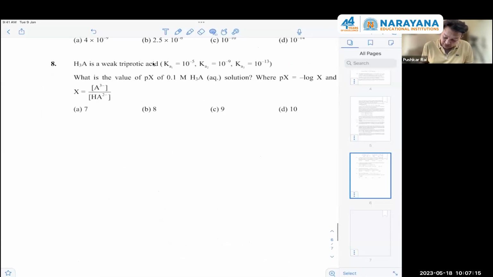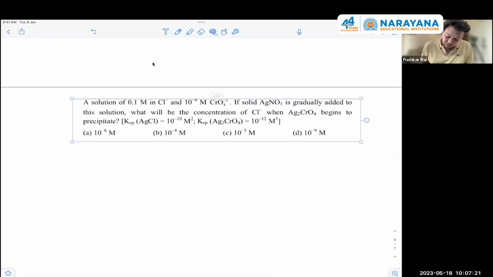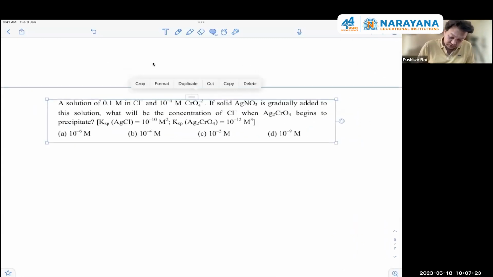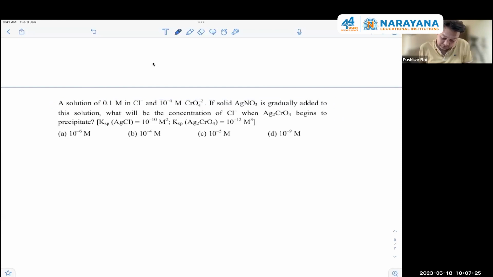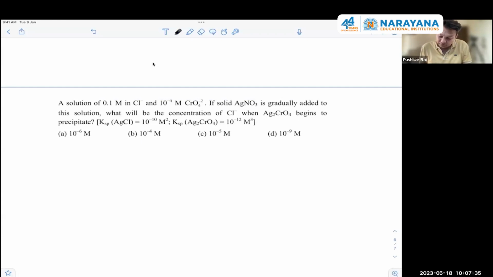So I hope you understand the problem now. The question is of selective precipitation. What to do now? What will be the concentration of Cl negative when Ag2CrO4 begins to precipitate? Of course, a lot of Cl negative will be removed, then only Ag2CrO4 will begin to precipitate.